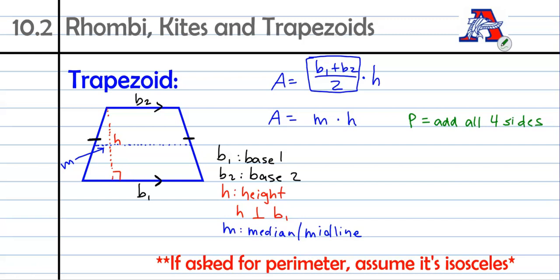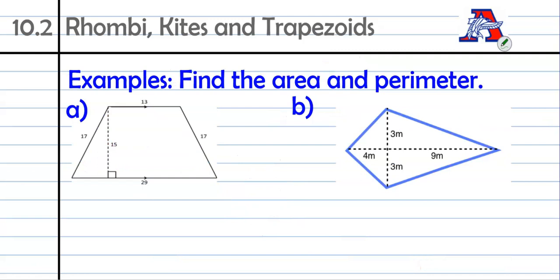All right, so let's have enough of that and just get into some examples. So first one, I know it's kind of little, but it's a trapezoid. You can see it's isosceles because we have a 17 and a 17 on each side. We're given our height, which is awesome, so we can just go ahead and solve this one.